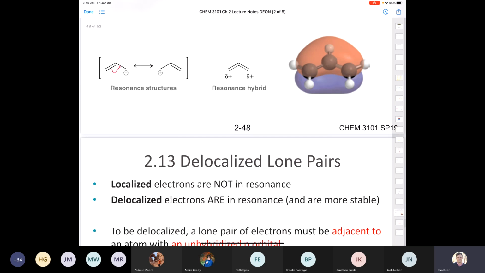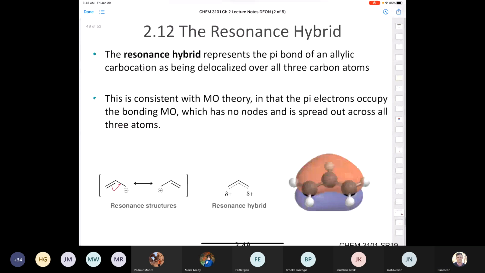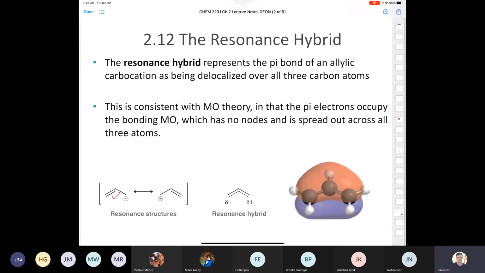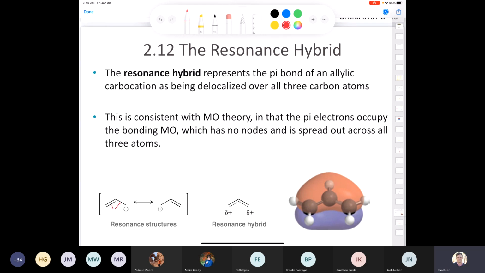okay, the resonance hybrid. The resonance hybrid is a whole section in our textbook. Okay? Every time I teach this class and I get to this slide, I kind of make like a dramatic pause like I'm doing right now. And the reason why is this. I am probably not going to ask you a lot of direct questions about the resonance hybrid.